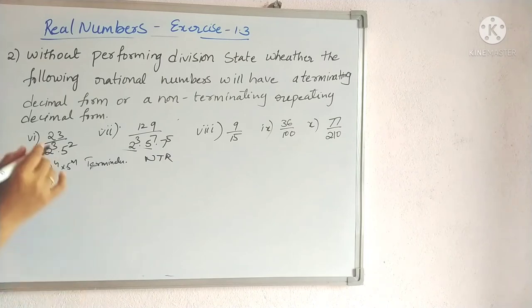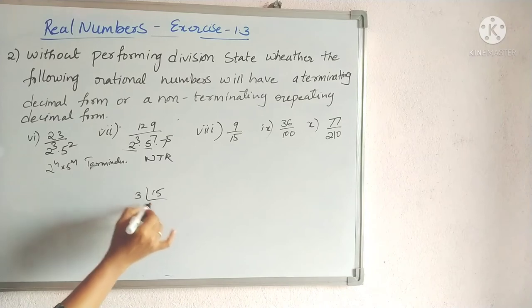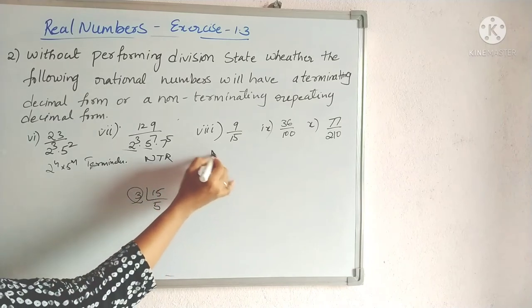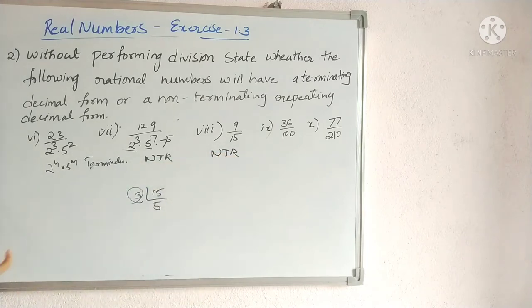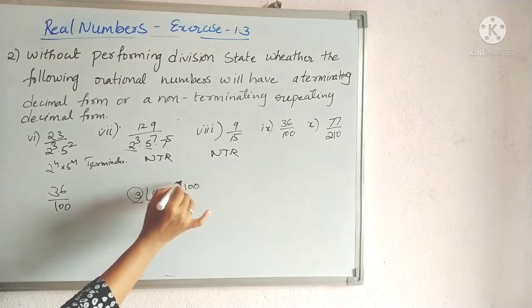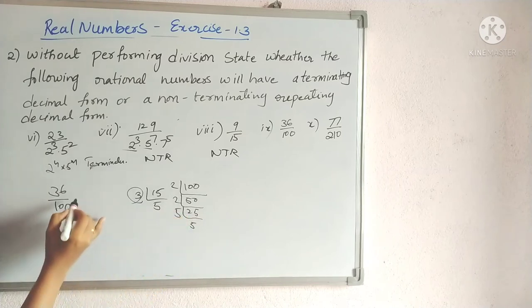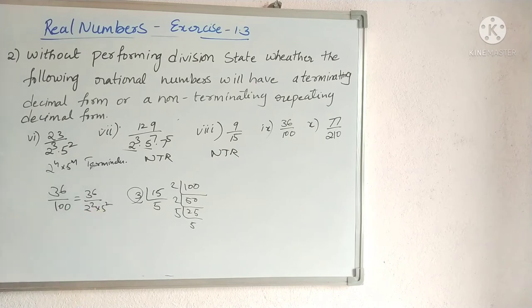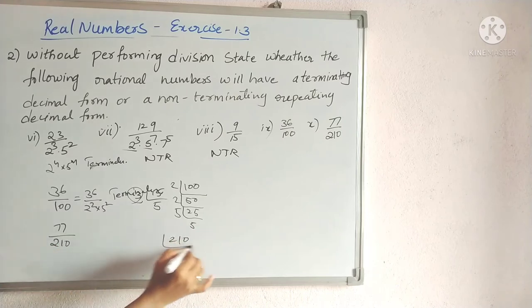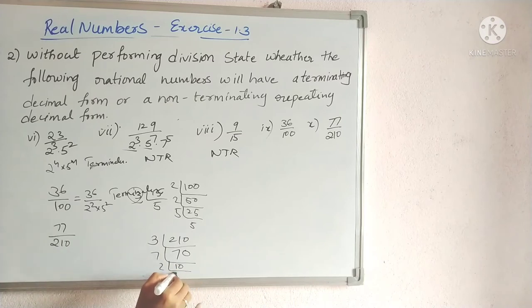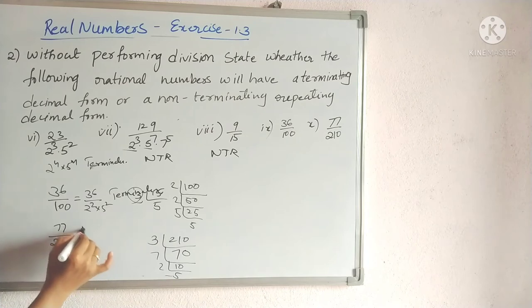And here 15: what is the prime factorization of 15? 3 into 5. Here 3 is there, so it is a non-terminating repeating decimal. What about 36 by 100? The prime factors of 100 are 2 twos and 2 fives, that is 2 squared into 5 squared. Only 2s and 5s are here, so it is a terminating decimal. And the last one, 77 by 210. Find the prime factors of 210: 2 into 3 into 5 into 7. Here 3 and 7 are there. So is this terminating or non-terminating? Clearly it is a non-terminating repeating decimal.